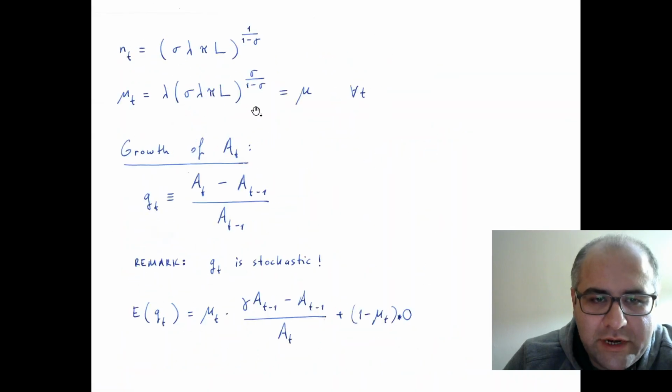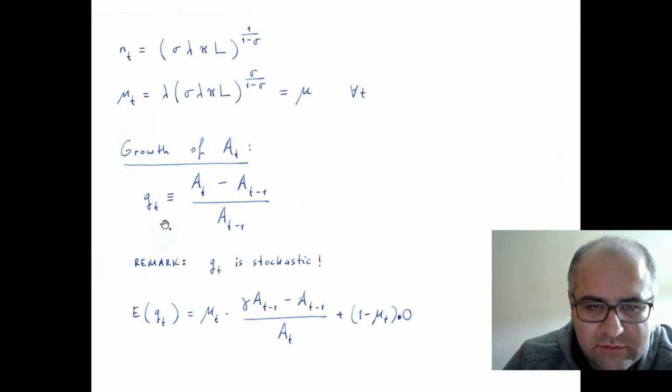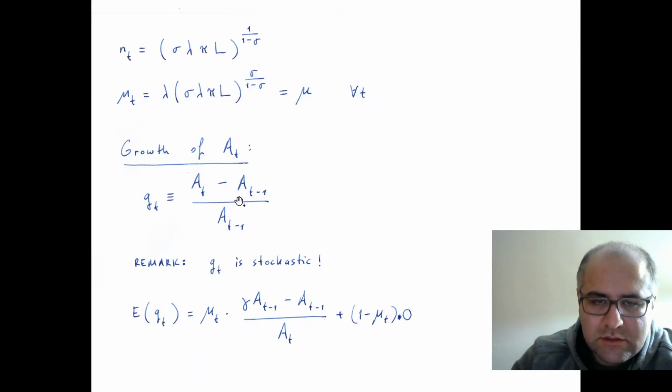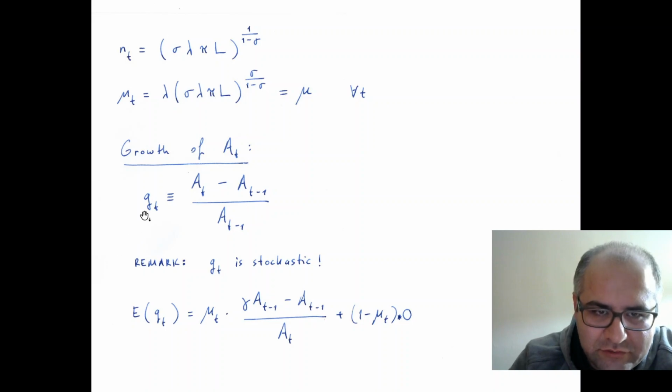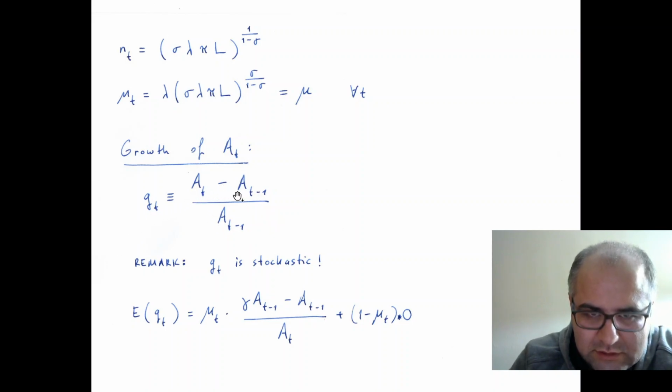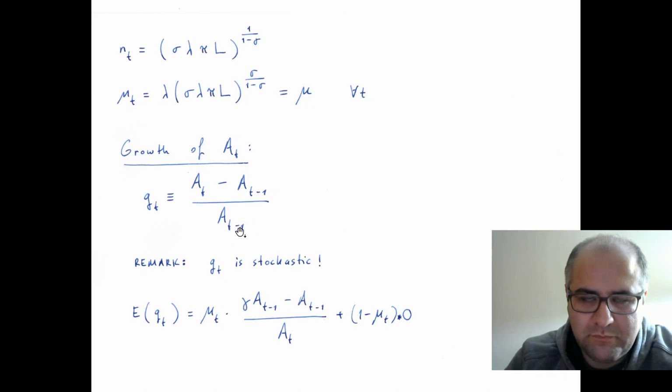And that growth rate is defined in this way. Now, again, you should be careful. Innovation is taking place at the beginning of period t, so the growth rate that we are interested in, g_t, is written in this way: (A_t minus A_{t-1}) divided by A_{t-1}.